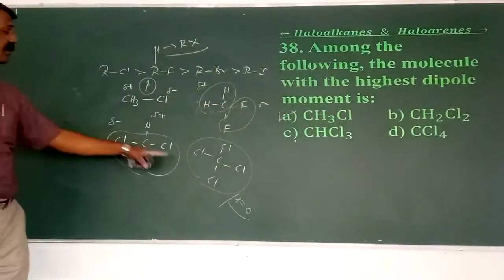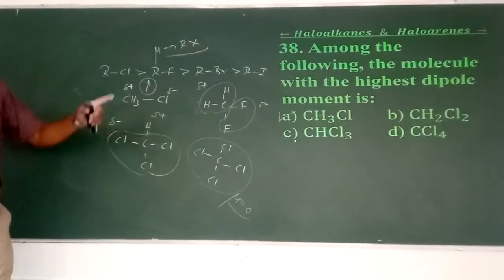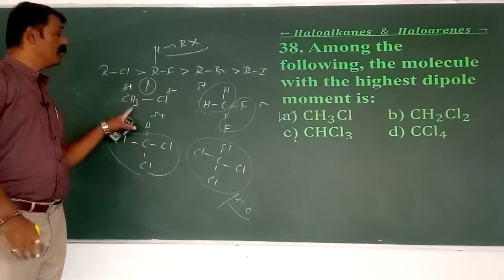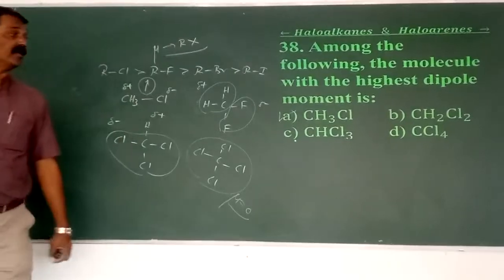And 0 in case of CCl4. But the highest dipole moment is observed in case of which one? Methyl chloride. Okay, 38 is in the form of A.